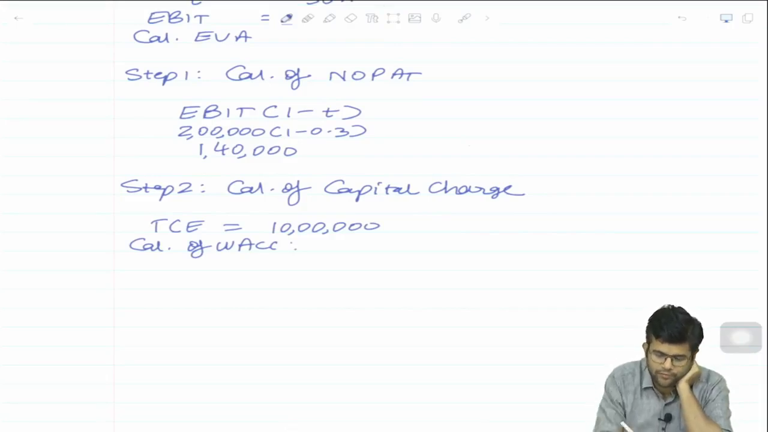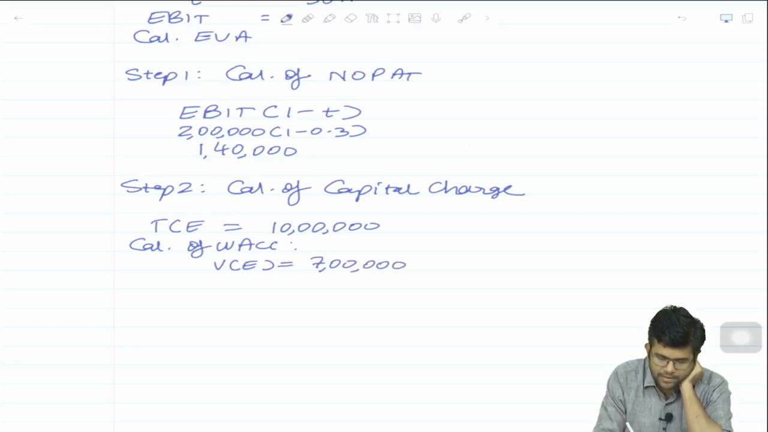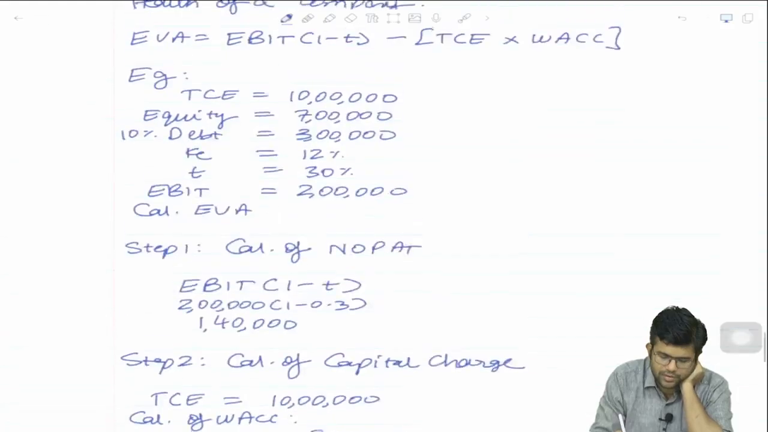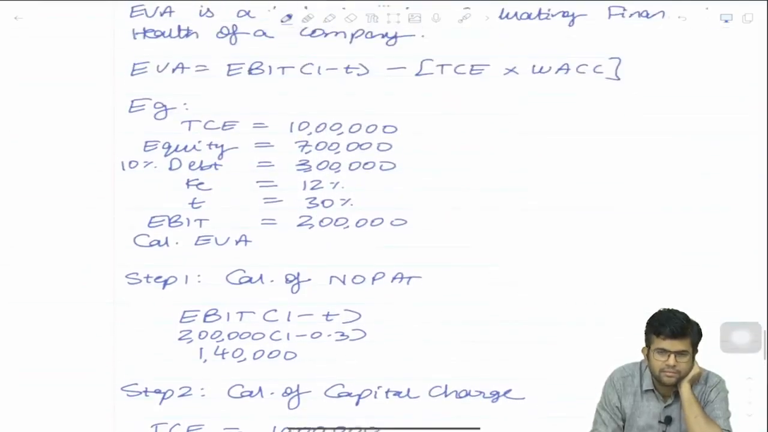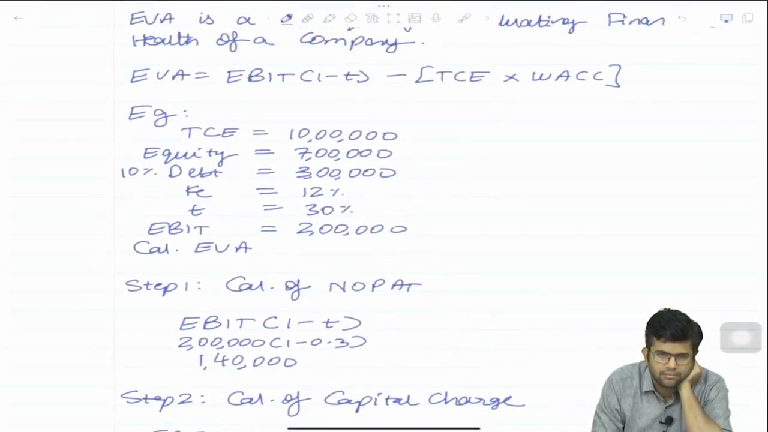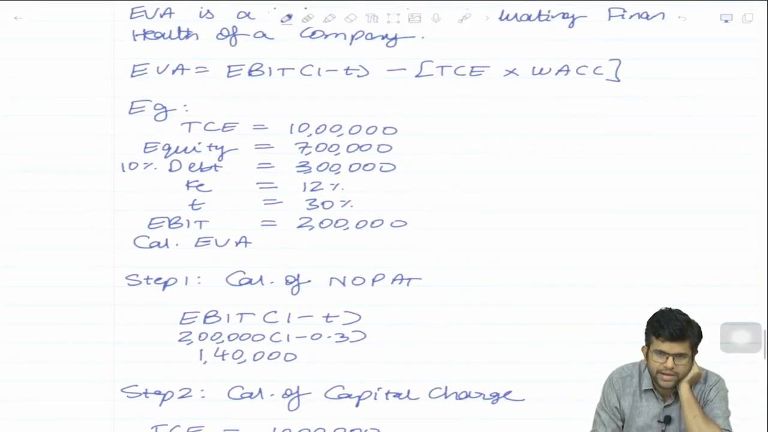Now for WACC, what all you will require? Can I say we will require value of equity? Can I say value of equity is 7 lakhs? Value of debt is 3 lakhs. KE given to you in the question is 12%. Can you tell me on chat box how much is KD? KE I have given 12. How much is KD? Cost of debt.